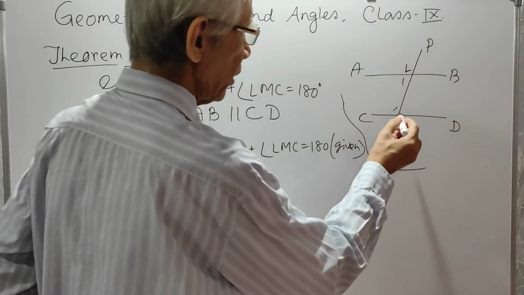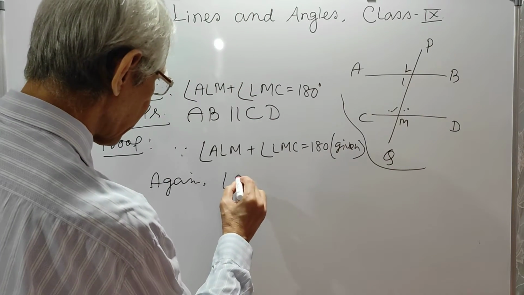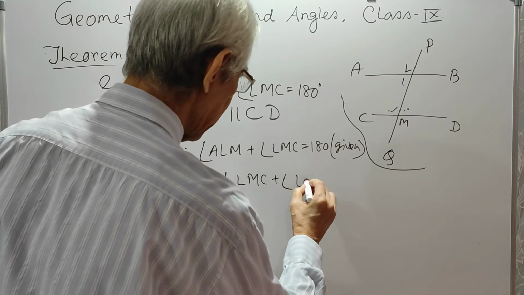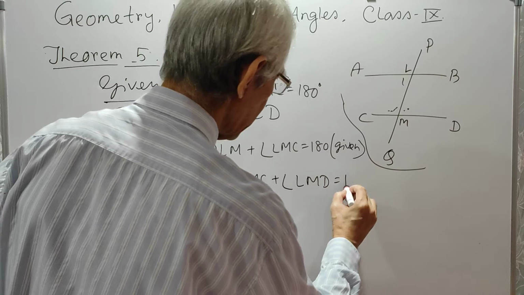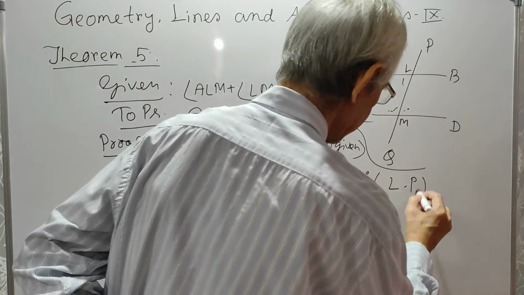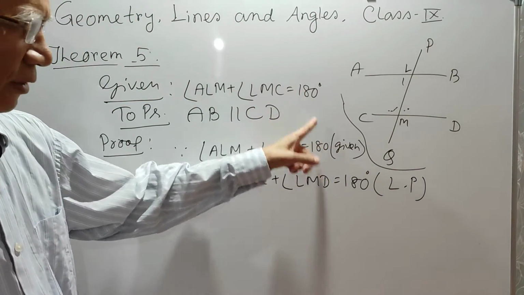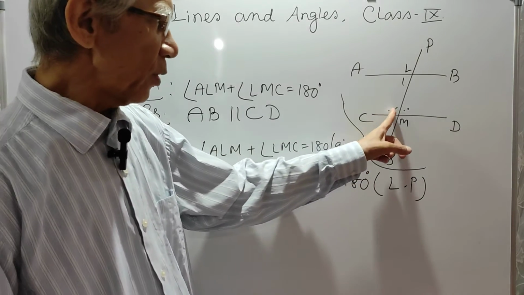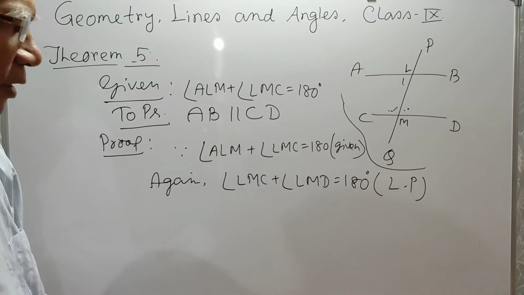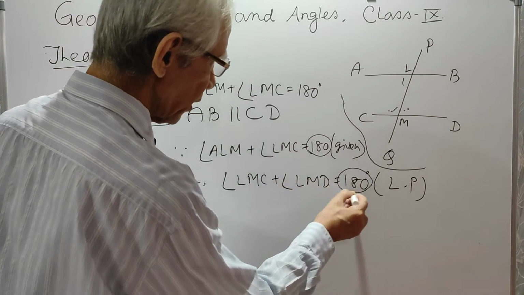Again, we know these two together are 180 because they are linear pair. Again LMC plus LMD is equal to 180 degrees. Reason? Linear pair. So this plus this 180 degrees, that is given. And also we know these two together, this plus this, 180 degrees. Why? Linear pair, isn't it? Now you see, this is 180 degrees, this is 180 degrees.